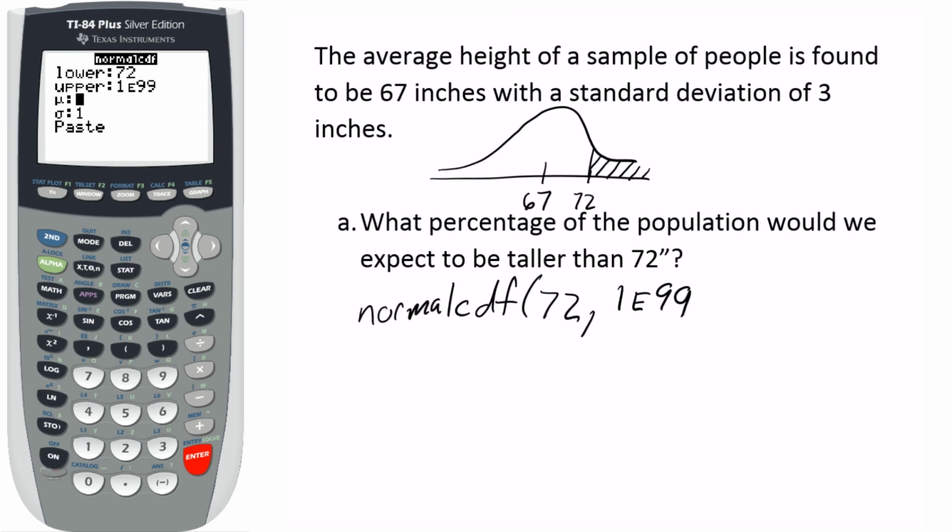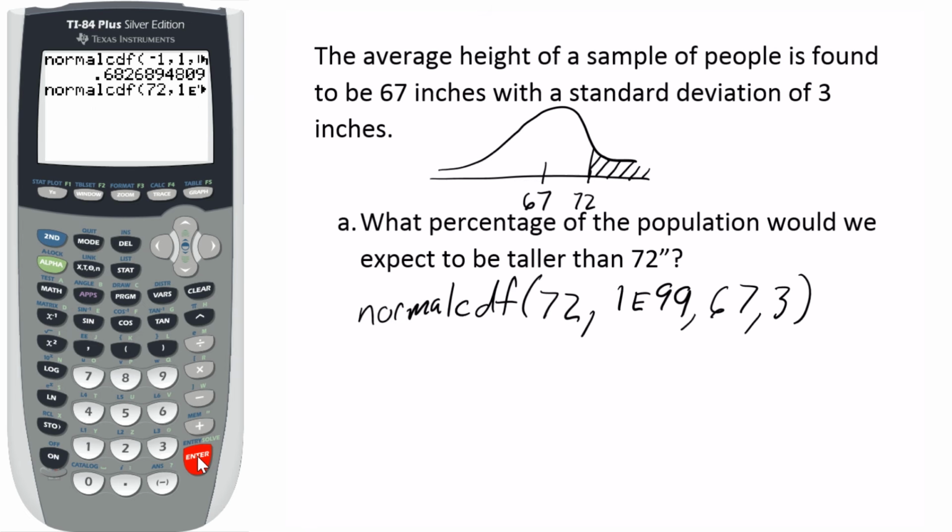All right, our mean on this problem is 67 inches, and our standard deviation is 3 inches. So mean of 67, standard deviation of 3. And what we end up with is that the area would be 0.0478 if we rounded to 4 decimal places. The question asked for it in percentage form, so that would be 4.78%. So we'd expect 4.78% of the population to be taller than 72 inches.